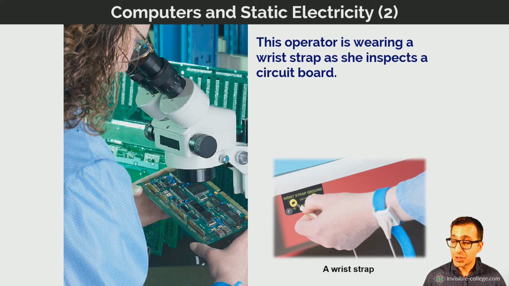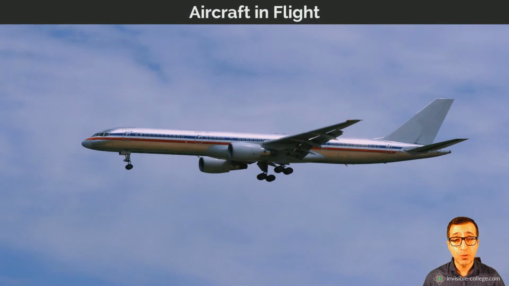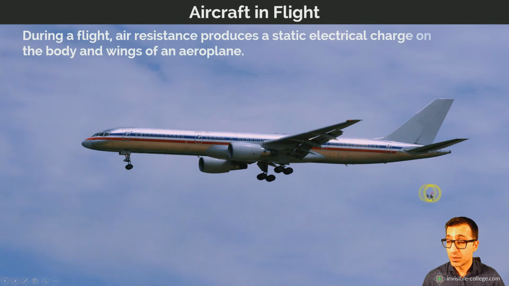Now, another application of this is aircraft. When aircraft fly through the air, the air resistance, the drag, actually causes a static charge to build up on the surface of the aeroplane. The reason for this is that as the air molecules rub up against the surface of the plane, the friction causes charging by friction. The metal body of the plane is picking up electrons from the air molecules due to the collisions between those air molecules and the surface of the plane.